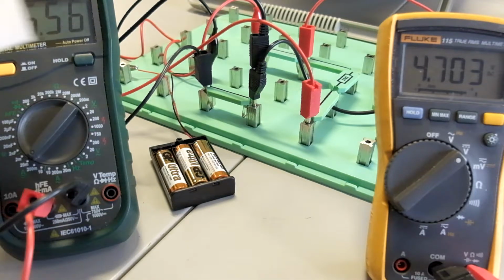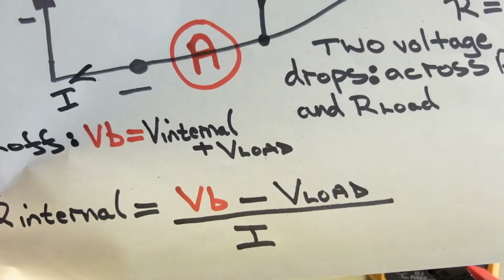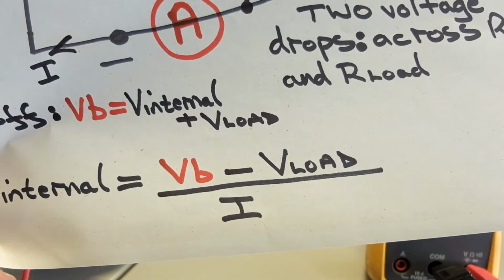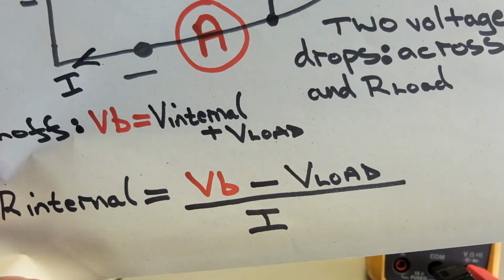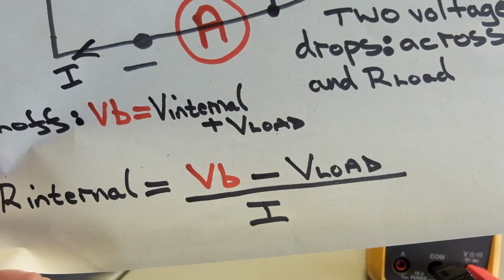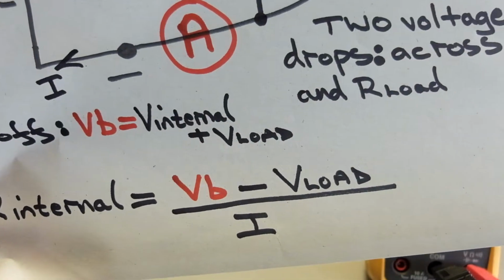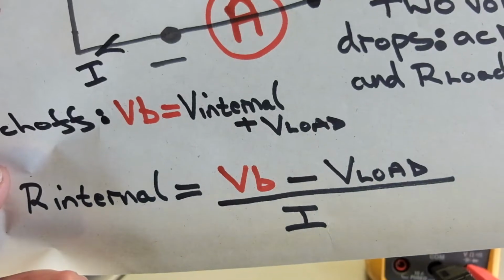So we now need to do a calculation. Kirchhoff's law tells us the voltage drop across the internal resistance plus the voltage drop across the load, if we add those two figures together, they must add up to be the battery voltage, the open circuit voltage, to conform with physical laws, Kirchhoff's laws.